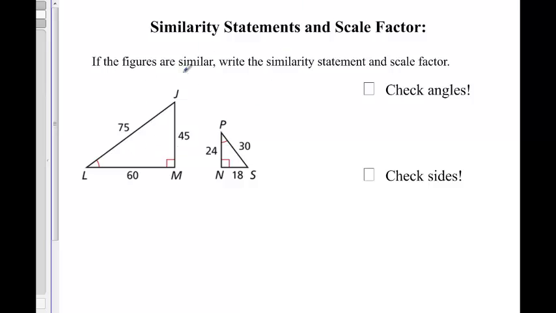Let's work this example. So we're going to test, are these figures similar? If they are, we'll write our statement and our scale factor. So number one, we're going to check the angles. Let's see how our markings look. We've got angle L, looks like it's been marked as congruent to angle P. Notice they have turned this, looks like they may have flipped it around too. So we've got angle L, and we know it's congruent to angle P, that's just given. We also have angle M at right angle, that matches angle N.